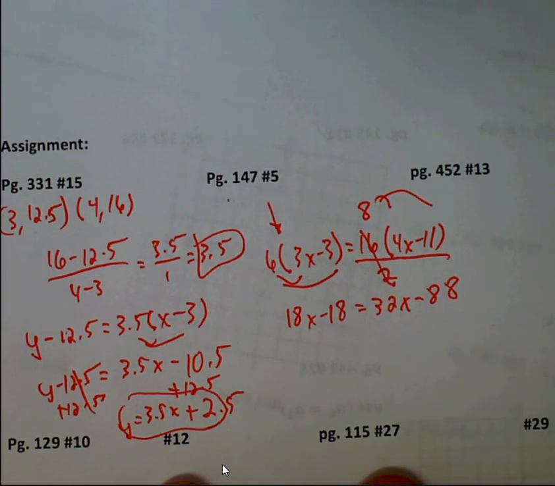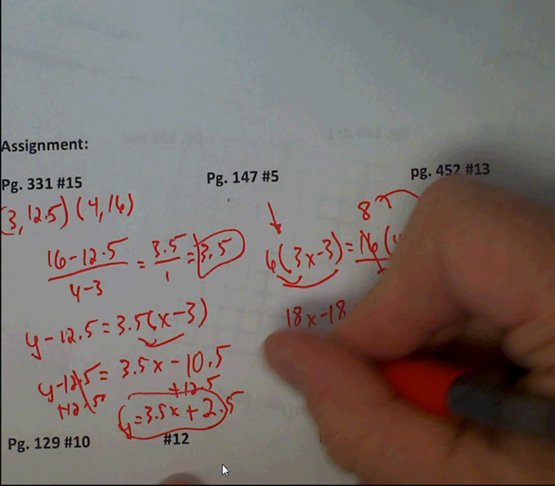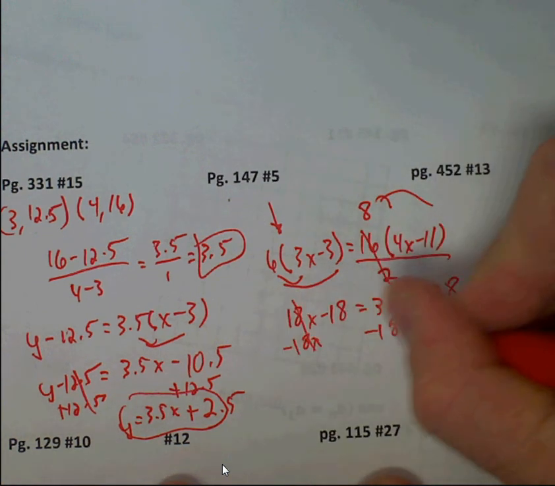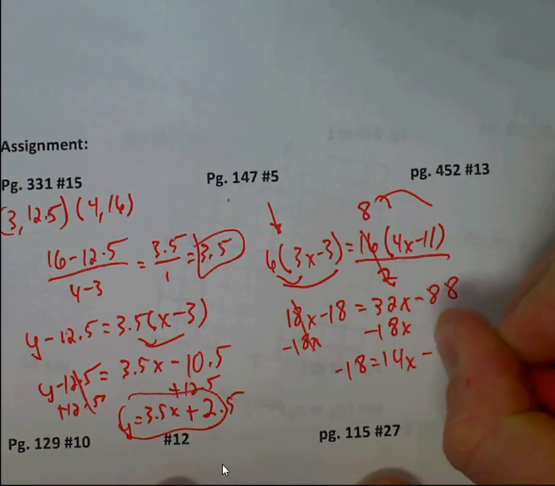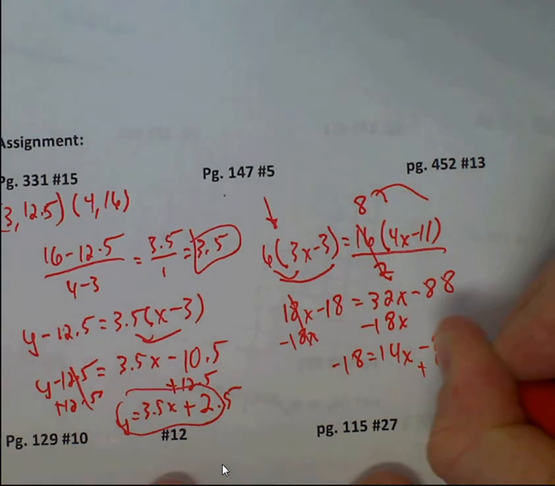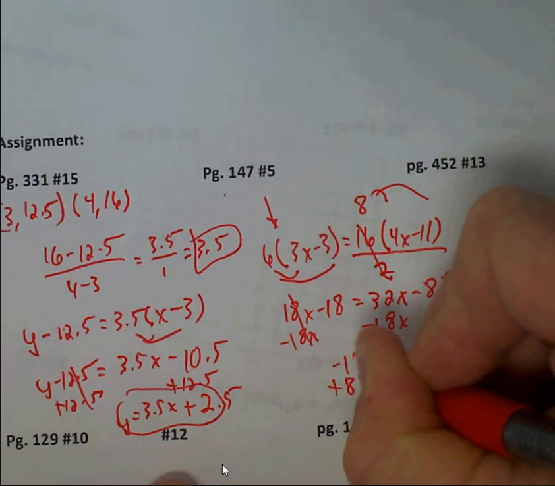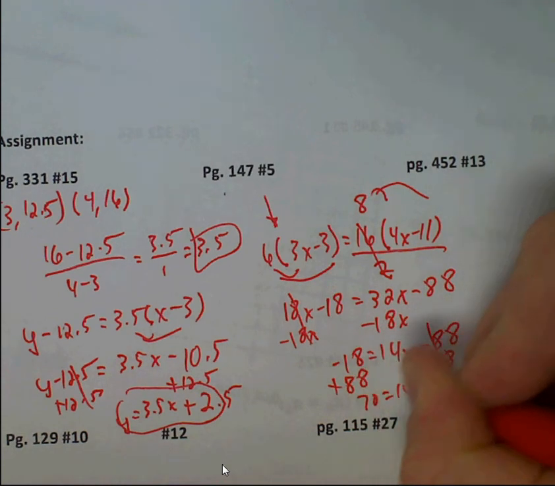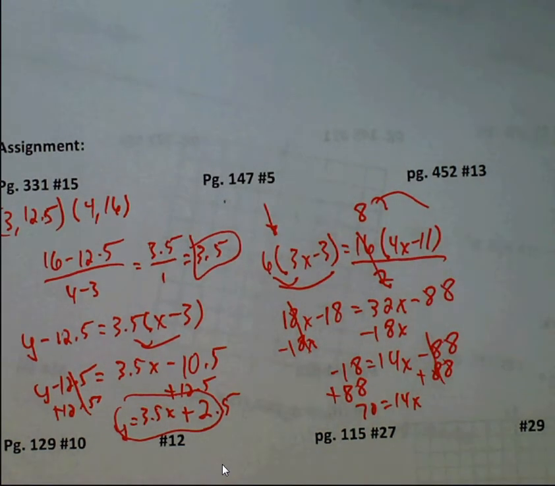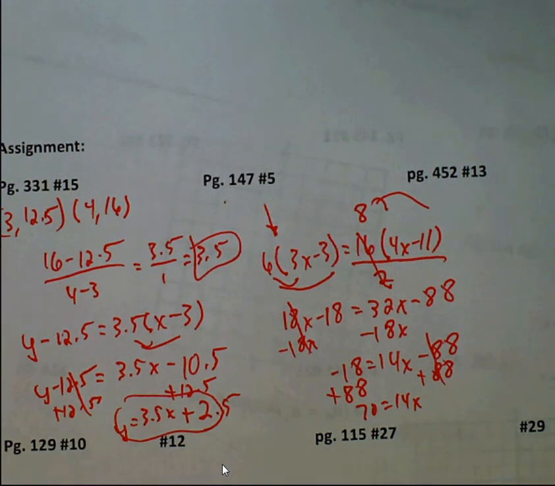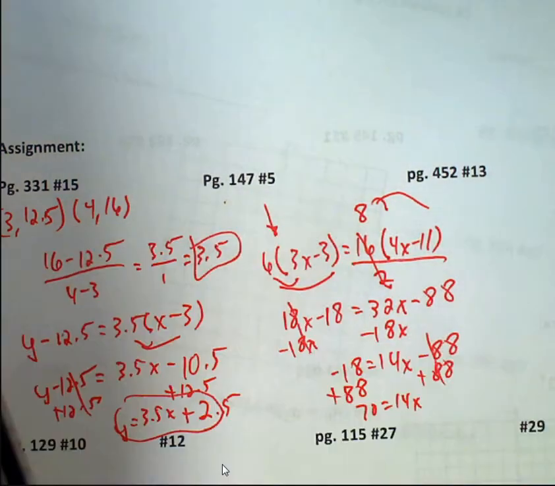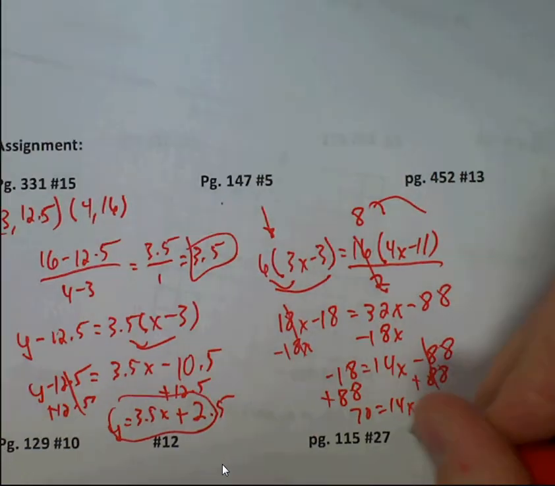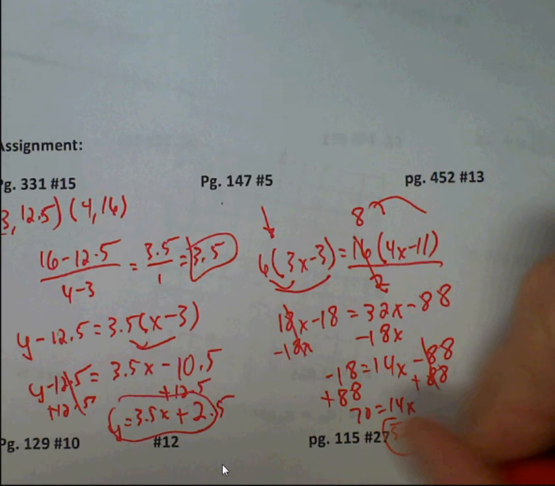Now I can solve for my x. I'm going to go ahead and bring my 18x over. So negative 18 equals 14x minus 88. I'm going to add 88 to both sides. That gives me 70 equals 14x. Is it 77? Yep, 70. So now if I take 70 divided by 14, that gives me 5. So I know x has to equal 5.